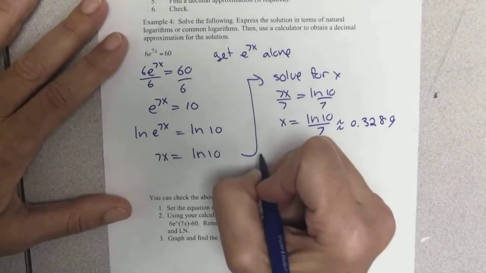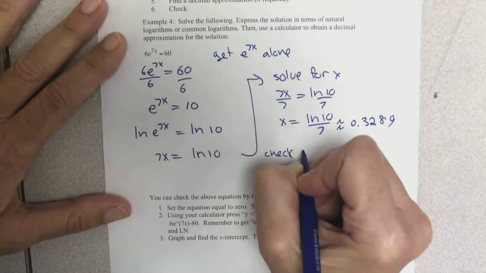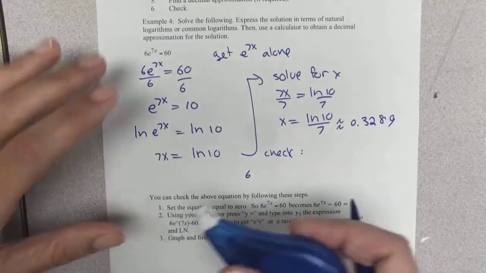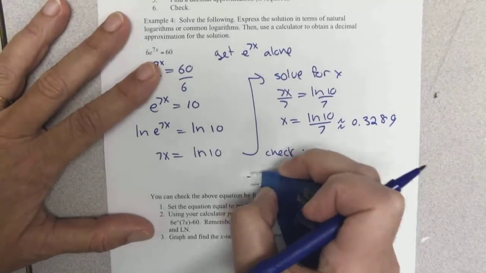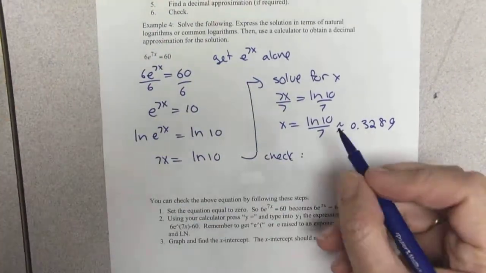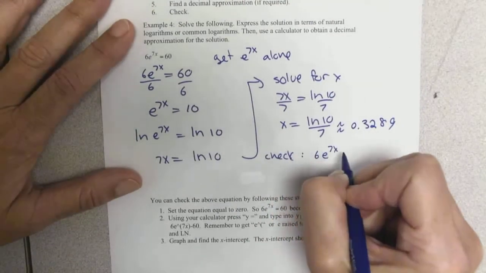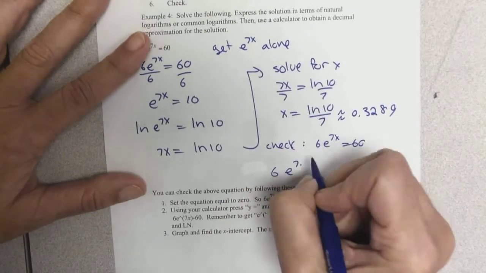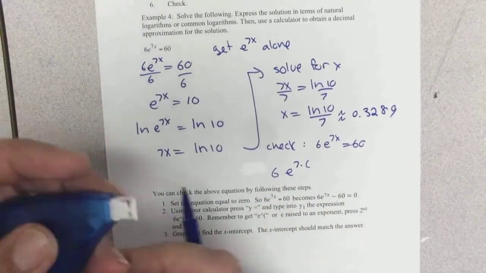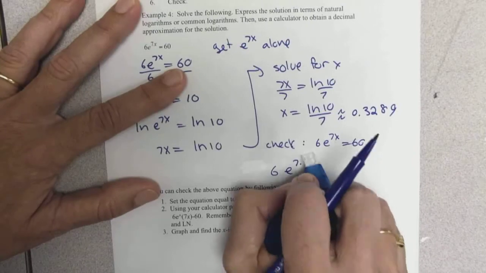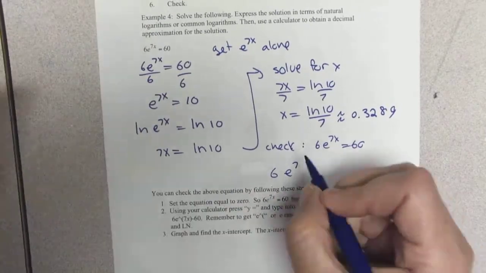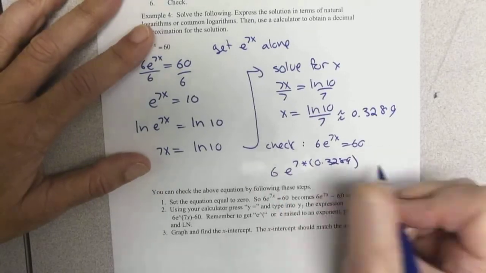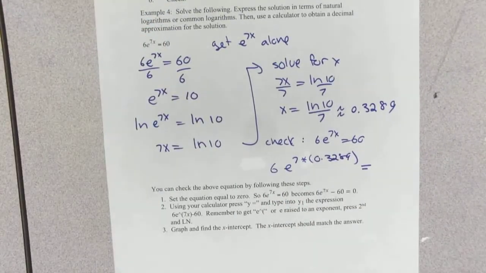You could check it by hand or check it on the calculator, but it should check. And we'll actually check it by hand really quick because I got enough space. Check. So we've got 6 e to the 7x, wondering if that's 60. So 6 e to the 7 times 0.3289. Just do that on a calculator.